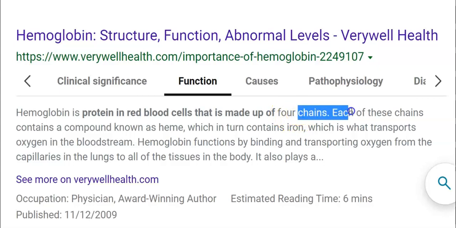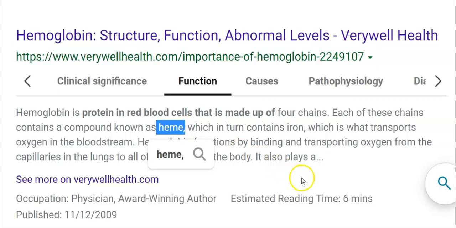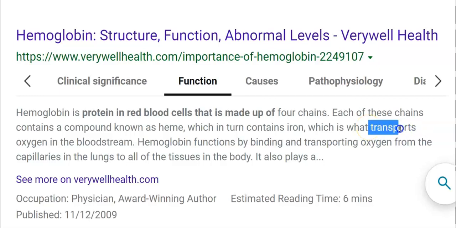Here we've got hemoglobin, a protein in red blood cells, made up of 4 chains. Now we've seen the chains idea before, like in that Fleetwood Mac song. But interestingly, it's made up of 4 chains, a compound known as heme, which in turn contains iron. And then you've got the transport idea. So you've got a lot of code in this.